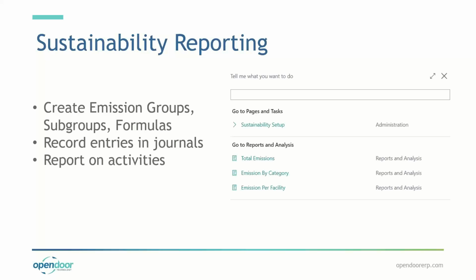You can use sustainability journals, recurring sustainability journals to record data based on the chart of emission accounts. So you can use emission groups, subgroups, formulas to collect data as easily as possible. When you record that data, it creates sustainability entries. So the data is recorded and used for reporting. You can use that for carbon emissions recording, but also other types of emissions or data that you would want or need to record and report on.